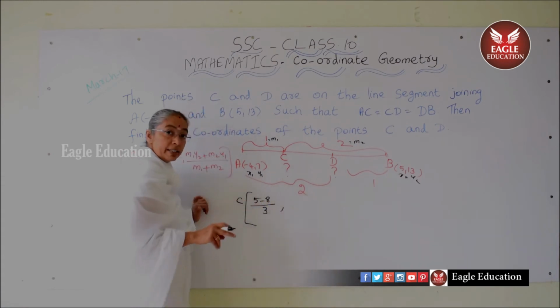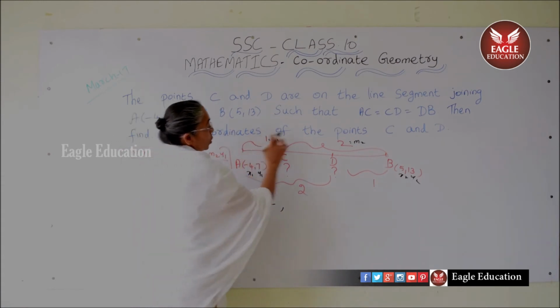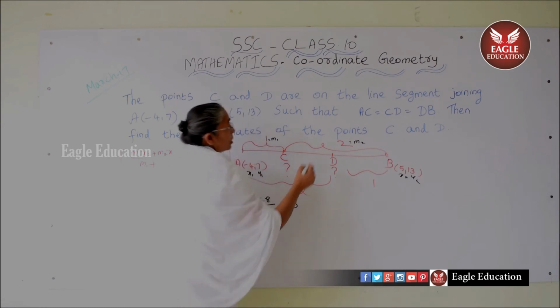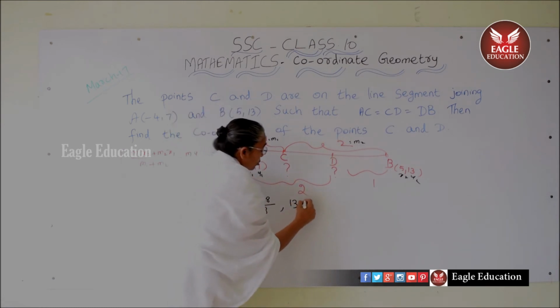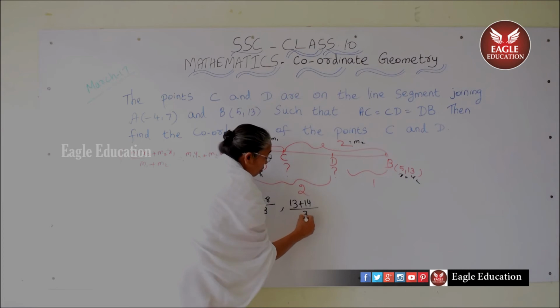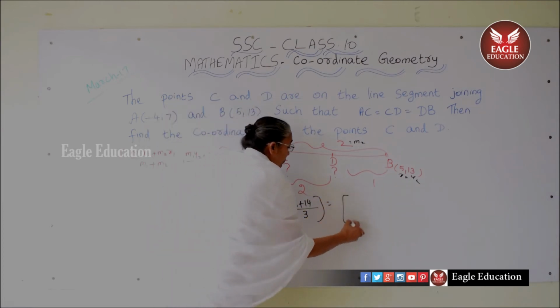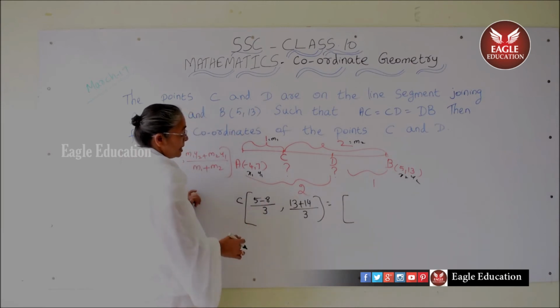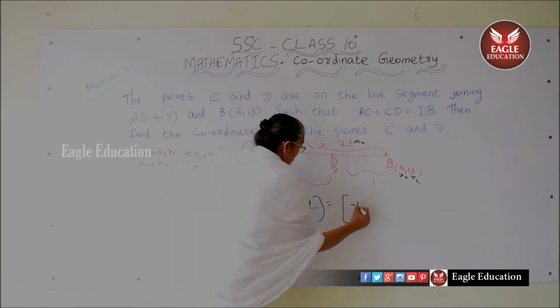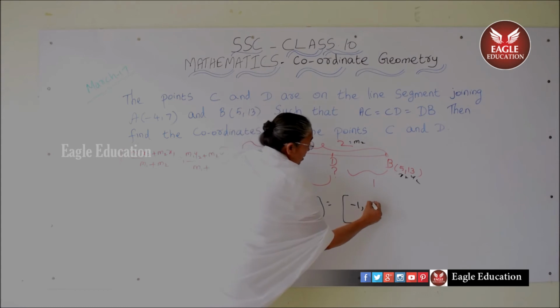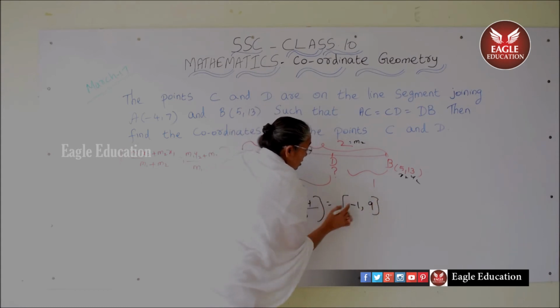Now we are going to write the y coordinate. So 1 times 13 plus 2 times 7, 14, divided by m1 plus m2. So our C coordinates are nothing but minus 3 by 3, which is minus 1, comma 27 by 3, which is 9. So we got the C coordinate.